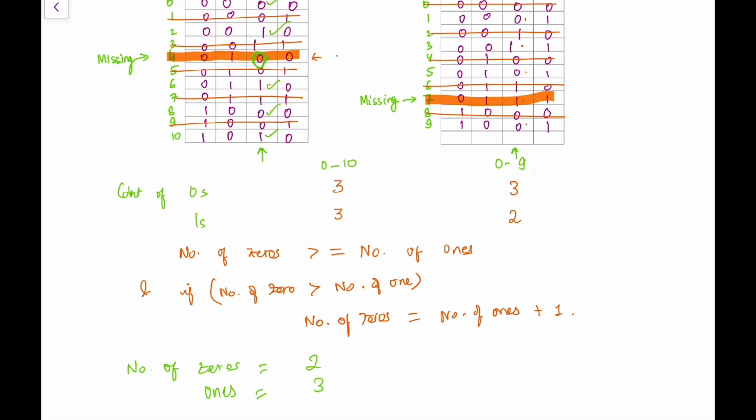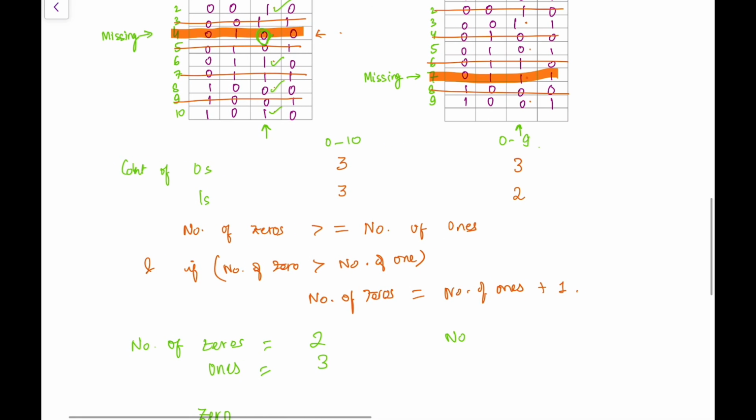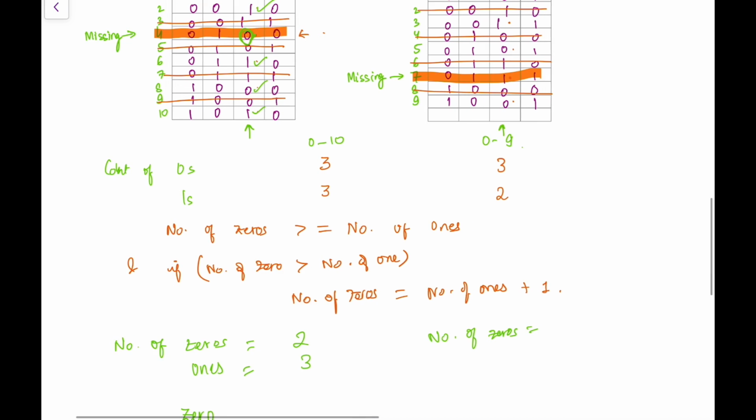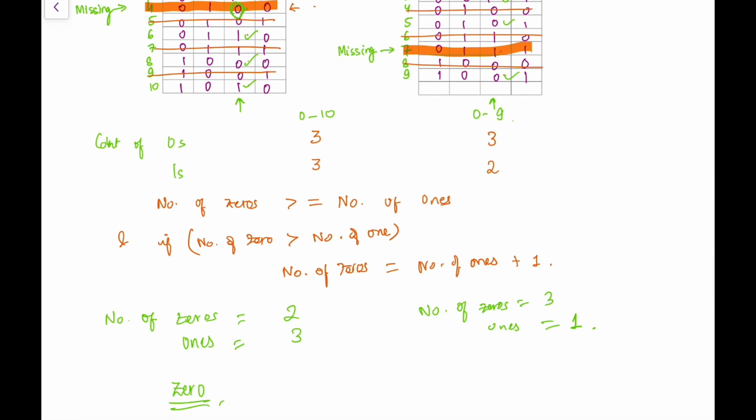Also, let's consider the table where 7 is missing. So number of zeros is 1, 2 and 3, and number of ones is equal to only 1, I guess. That's right. So if I increase number of zeros, it will be 4 and the difference will be 3, which does not comply with this observation. The missing number is set. So here I can say that the second least significant bit, LSB 2, is equal to 1 here, and LSB 2 is equal to 0 here.